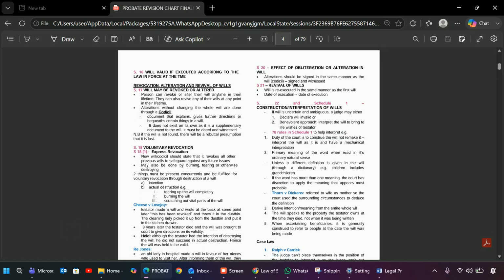Section 17 tells us about revocation, alteration, and revival of wills. A will may be revoked or altered. A person may revoke or alter their will any time in their lifetime. They can also revive any of their wills at any point in their lifetime. Alterations without changing the whole will are done through a codicil. A codicil is a document that explains or gives further directions or bequests on certain things in a will. It does not exist on its own, as it is a supplementary document to the will. It must be dated and witnessed. If the will is not found, there will be a rebuttable presumption that it is lost.